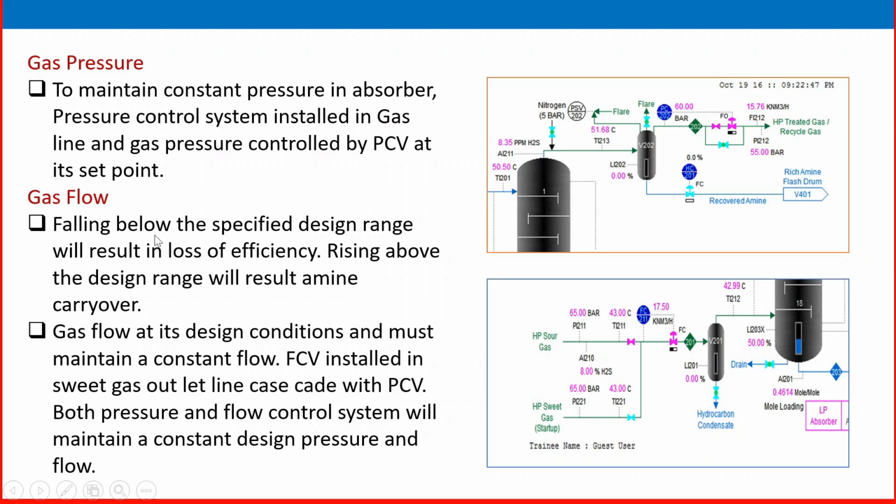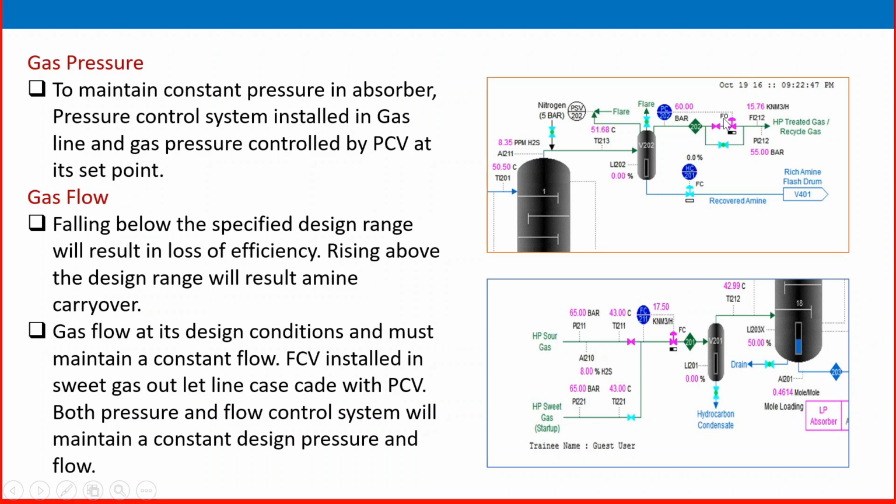So gas flow is another typical parameter which influences the performance of the absorber. Falling below the specified design range will result in loss of efficiency. Rising above the design range will result in amine carryover. Have a look at that one. This is the flow line. Here, the flow control valve, FC, is there, in the inlet before the inlet separator, or you can say before the inlet knockout drum.